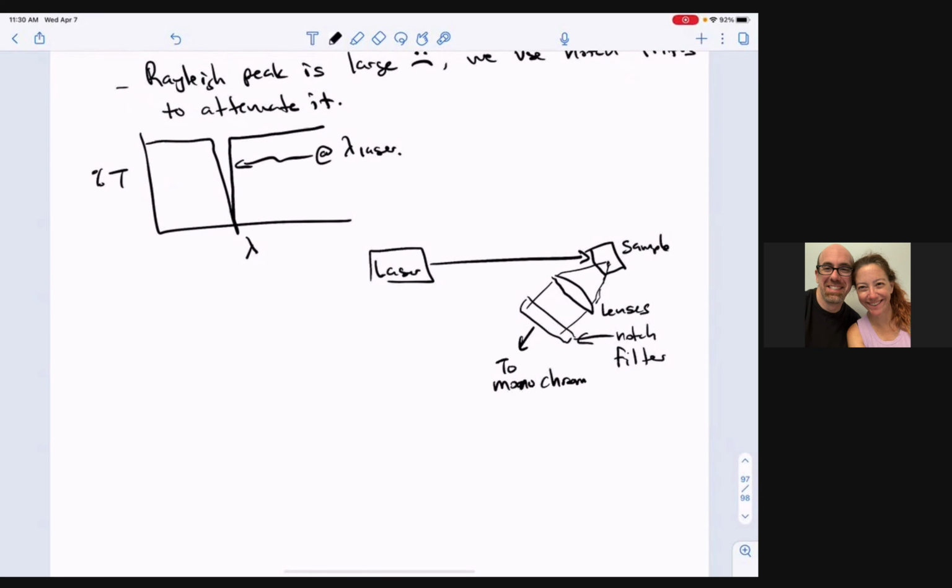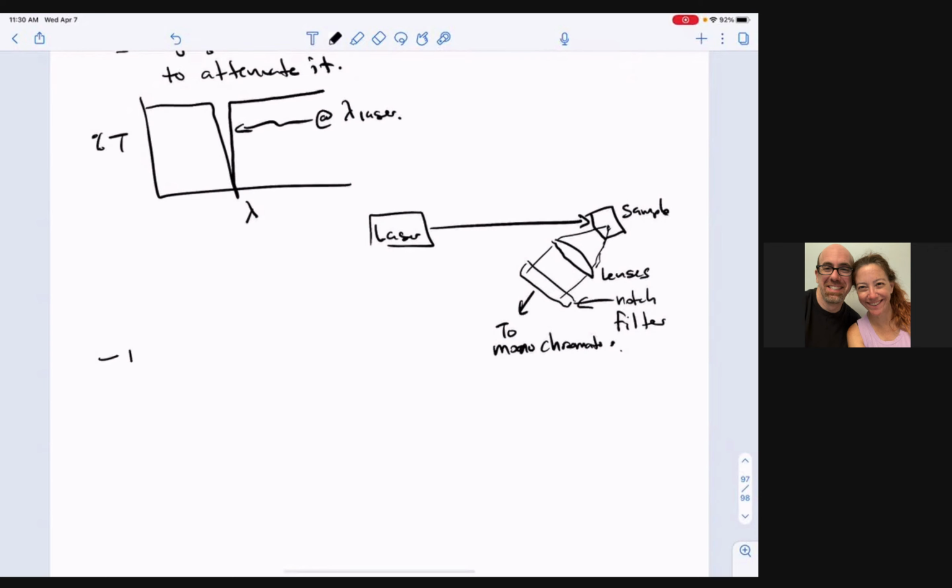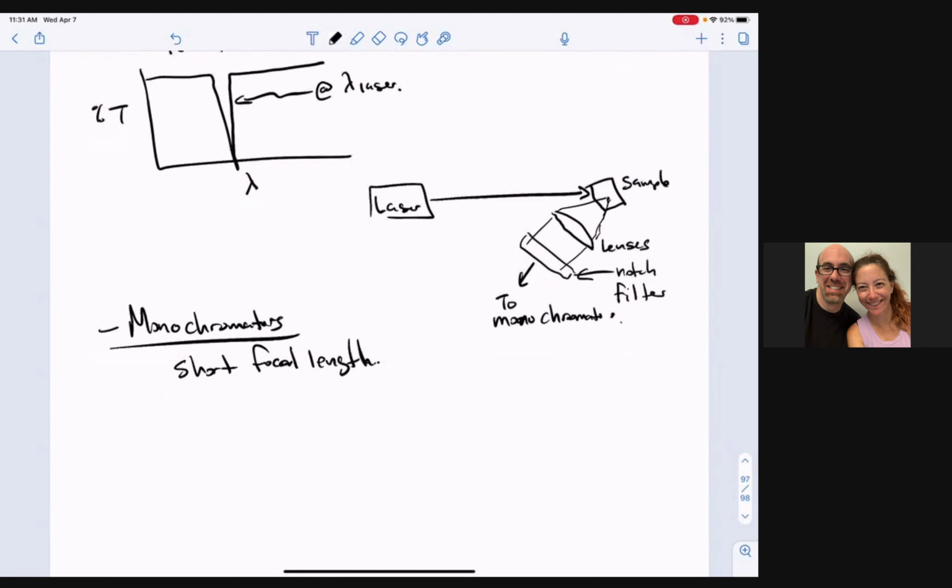Okay. The monochromators that we use are all short focal length. We sacrifice a lot of resolution because, if you remember talking about focal lengths, shorter focal lengths are higher signal throughput, right? And then the detectors are always CCD detectors.